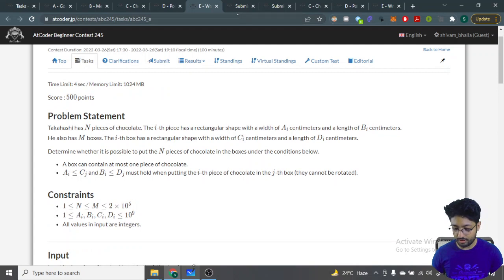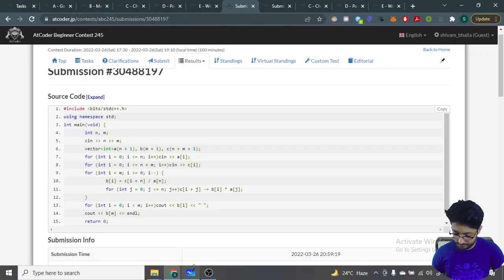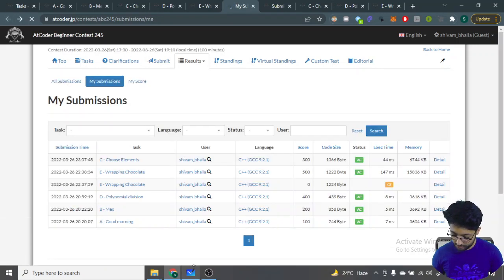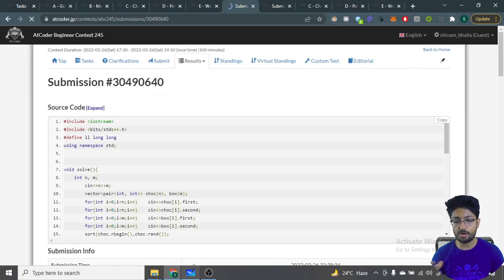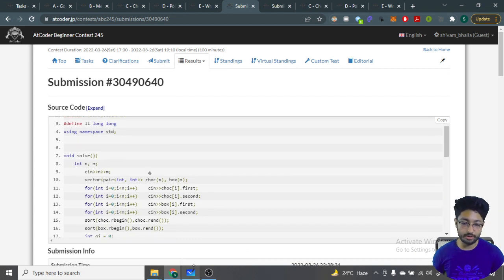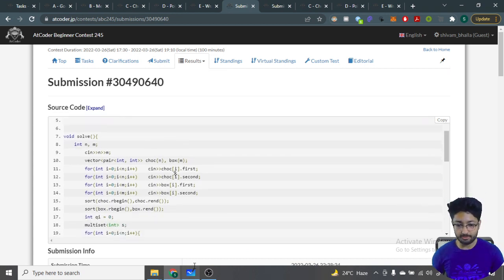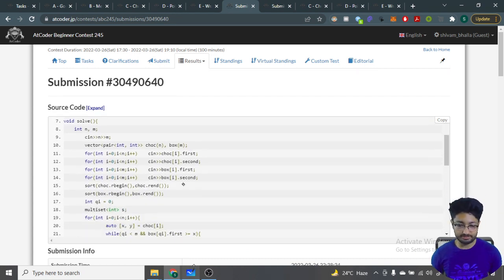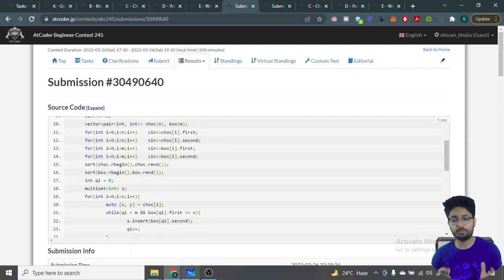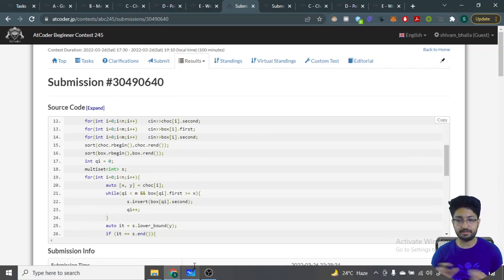For that, I'll show you in the code part, it will become more clear, but you just have to sort them according to their widths. And when you have these widths, you have to find out which boxes have widths greater than the width I want. So what I'm trying to do is, I have chocolates and boxes. I'll first insert all the chocolates and boxes there. I'll sort them by their widths, and if the widths are the same, we sort by heights, in descending order, from greatest to smallest.